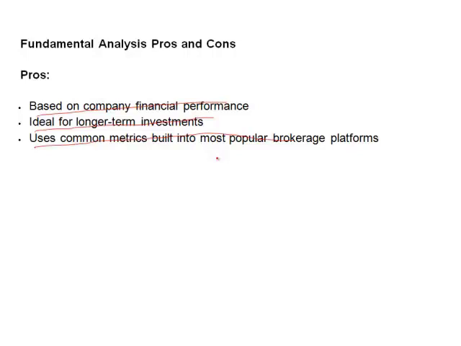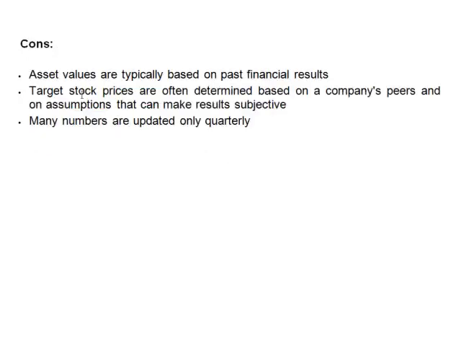But what are the disadvantages, which we know as cons? First, asset values are typically based on past financial results. Not only the asset values, but the financial statements from which you believe you can get all the fundamentals to determine whether to pick a stock or not are historical in nature. They are past financial results. It is not certain that past activities will be repeated in the present, although that's the belief, that what they have done in the past will be repeated, but it's not certain.